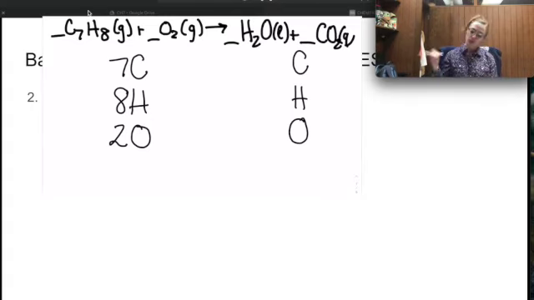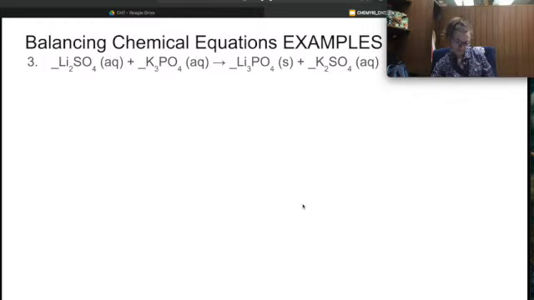If I go to look at the product side of the arrow, I see I have 2 hydrogens. Looks like I've got 1 carbon, and then I've got oxygen contained in both the water and in the carbon dioxide, so I have to make sure I count both, so I have 3 total oxygen atoms.